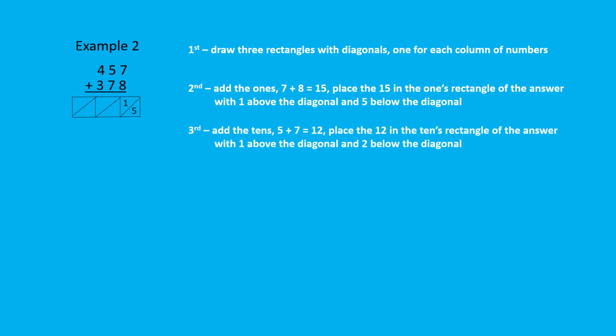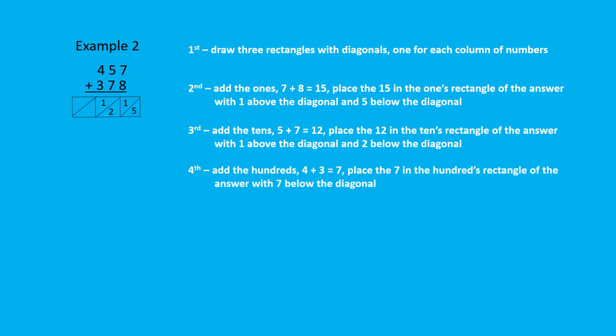Third, add the tens. 5 plus 7 equals 12. Place the 12 in the tens rectangle of the answer with 1 above the diagonal and 2 below the diagonal. Fourth, add the hundreds. 4 plus 3 equals 7. Place 7 in the hundreds rectangle of the answer with 7 below the diagonal. Fifth, add the diagonals to find your answer. Final answer is 835.